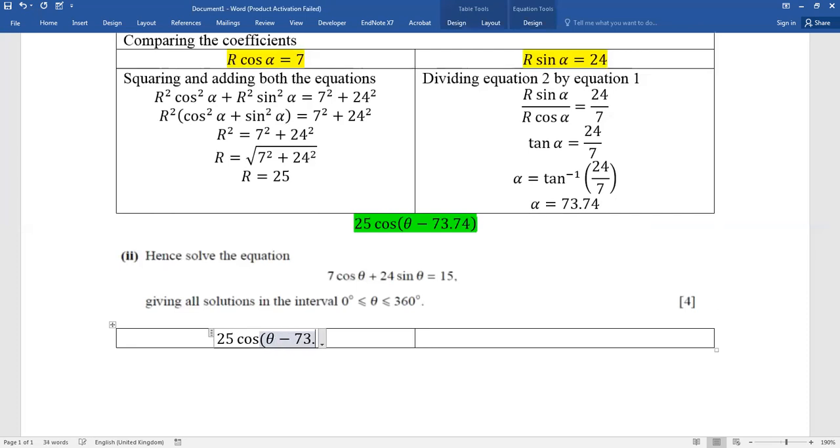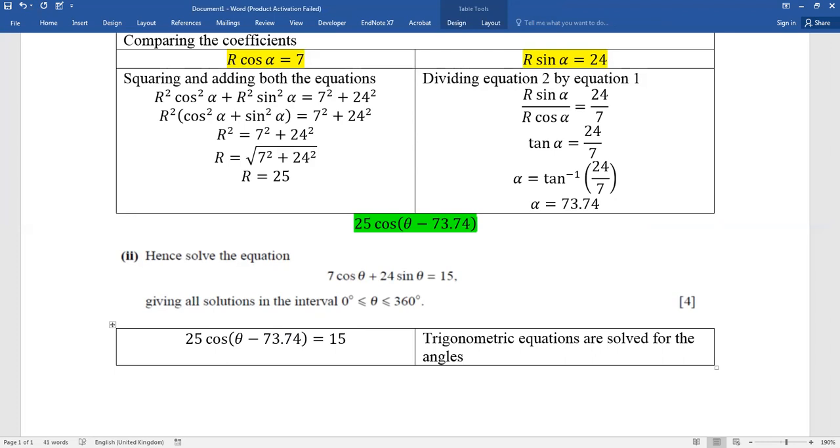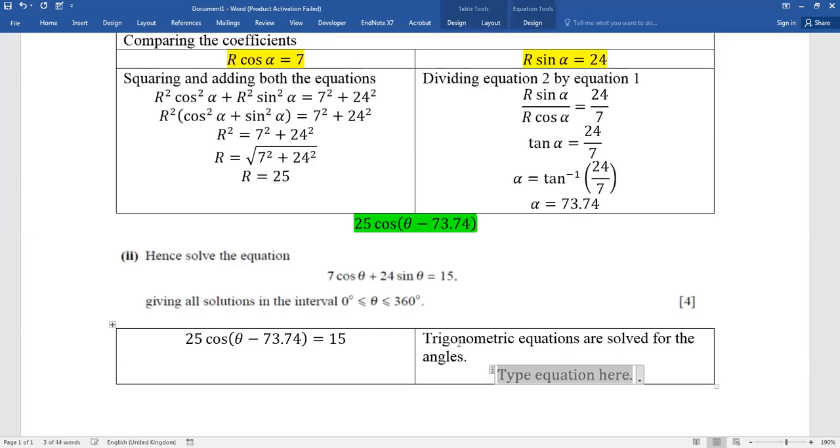So now this entire expression can be used and written in this particular form. Theta minus 73.74 is equal to 15. Can I do that? Yes, sir. Okay, and we already know that trigonometric equations are solved for the angles. Whatever angle we have, we solve it for the entire angle. In this particular case, the entire angle is theta minus 73.74. You need to deal with it as a single angle. We did it even in AS, and we'll be doing it again.